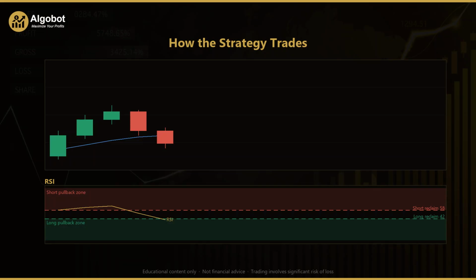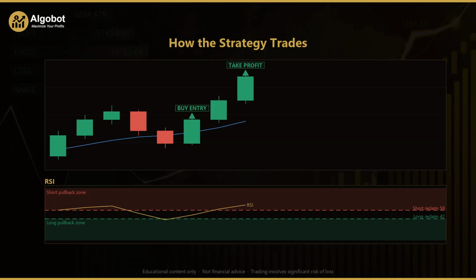The RSI over here is sitting comfortably in the 60s, which tells us momentum is with the buyers. Now notice what happens next. Price eases back for a couple of candles, drifting down toward the moving average. This is the pullback. Follow the RSI as it cools off and dips down to the 40 level, slipping into the green long pullback zone below 42. At that moment, the setup becomes primed for a long, and it stays on watch for up to 6 bars.